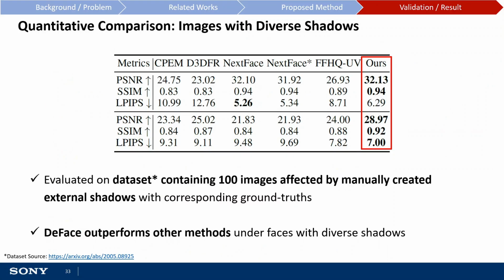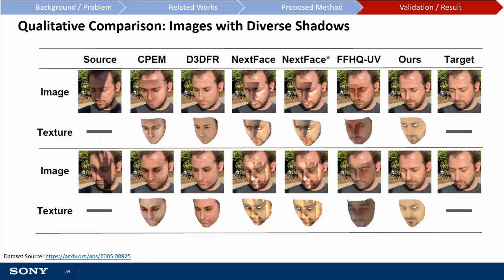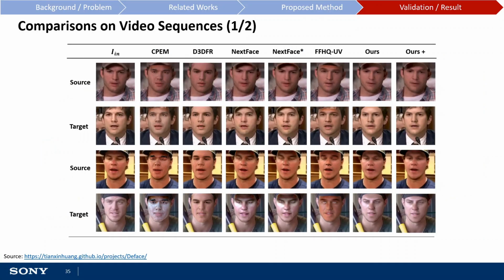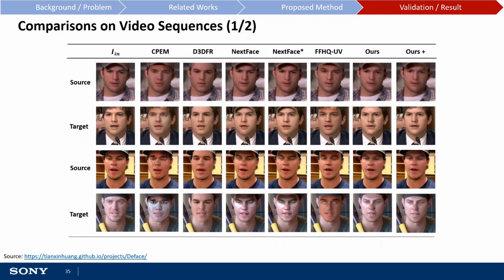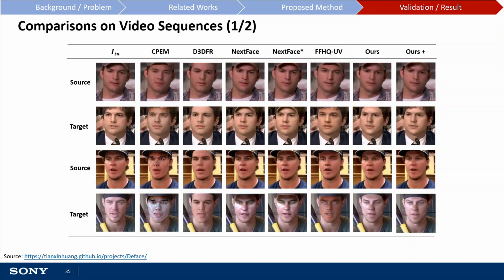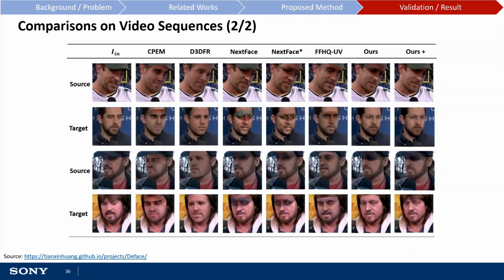To validate the performance more sufficiently, authors evaluate on a single image dataset containing 100 images affected by manually created external shadows, as well as their corresponding ground truths. DeFace outperforms other methods on faces with diverse shadows. The trend is further strengthened by comparing qualitative outputs with extensive shadows on source faces. A short video comparison where the texture is smoothly imprinted across frames. Another sample.